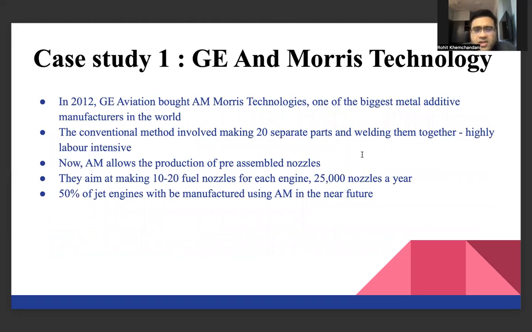Now we'll talk about some case studies, GE and Morris Technologies. In 2002, GE Aviation bought Morris Technologies, one of the biggest metal additive manufacturers in the world. The conventional method involved making 20 separate parts and welding them together, a very labor-intensive process. Now, additive manufacturing allows the production of pre-assembled nozzles. They aim at making 10 to 20 fuel nozzles for each engine, 20,000 to 25,000 nozzles a year. So 50% of jet engines will be manufactured using AM in the near future.